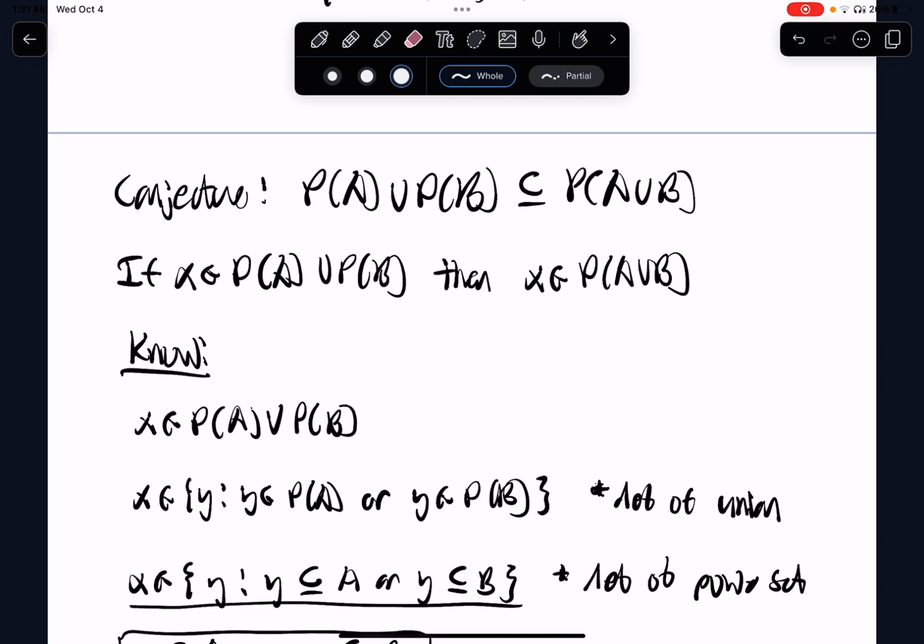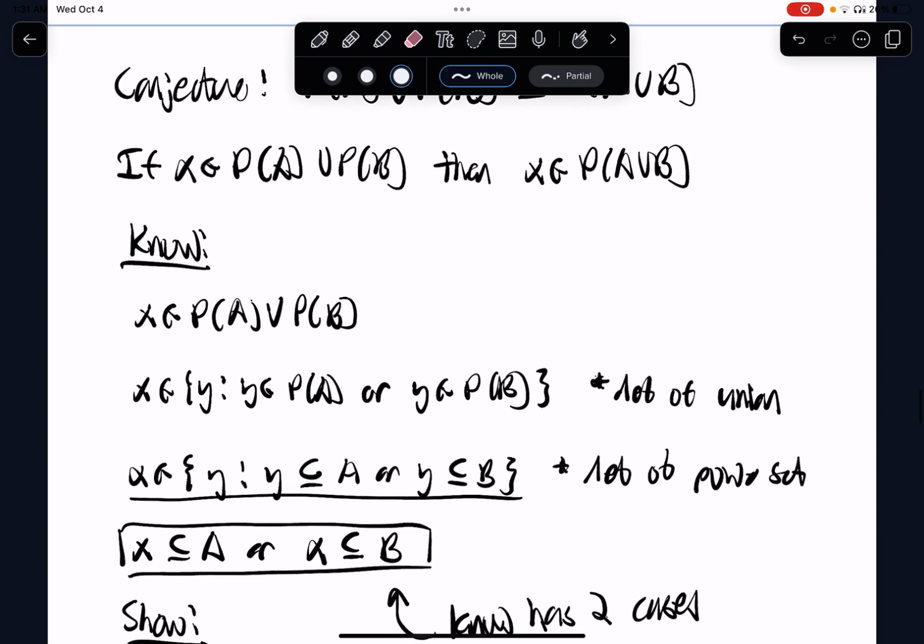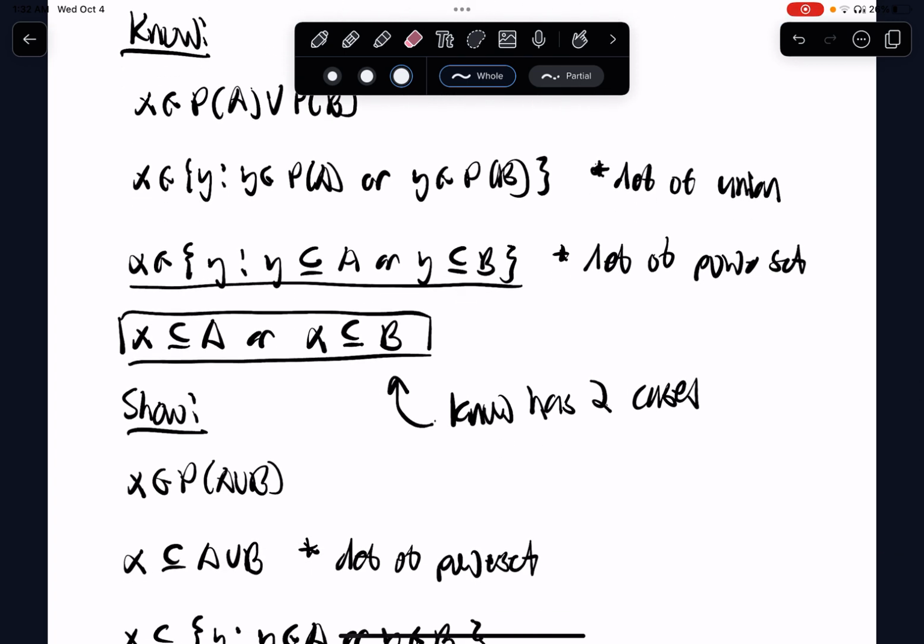So then I dive into the second part of my proof writing review, which is step 2, write my if-then statement. I say if X is an element of the power set of A union the power set of B, then X belongs to the power set of A union B. I extract my know, which is that X belongs to the power set of A union the power set of B. I expand on my know with the definition of union, saying that X is an element of the Y's such that Y is an element of the power set of A or Y is an element of the power set of B. Then I expand it with the definition of power set, saying that X is an element of the set of Y's such that Y is a subset of A or Y is a subset of B. I simplify that to say that X is a subset of A or X is a subset of B.